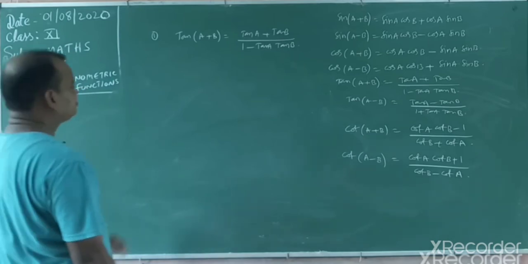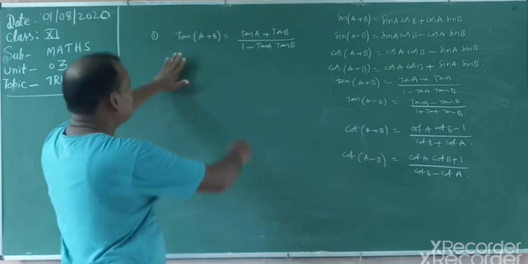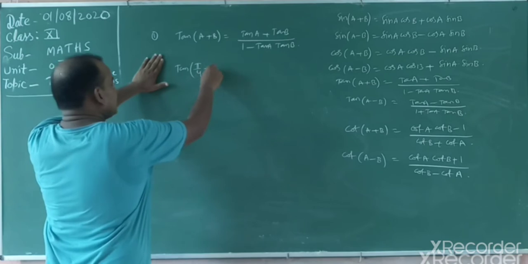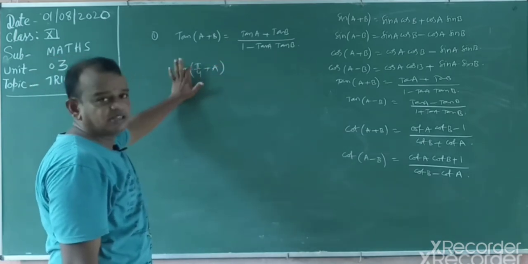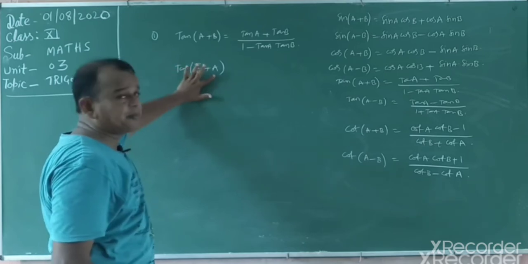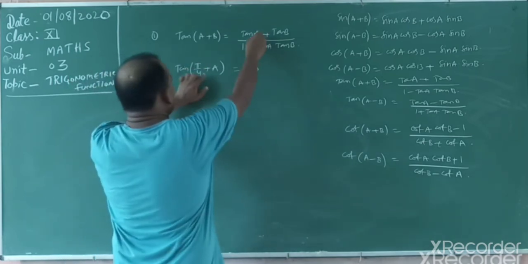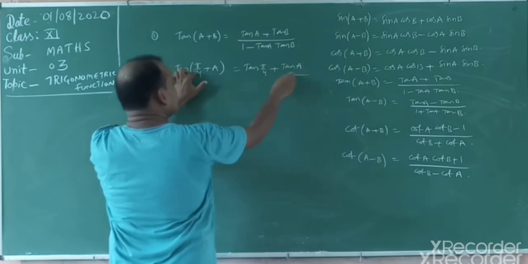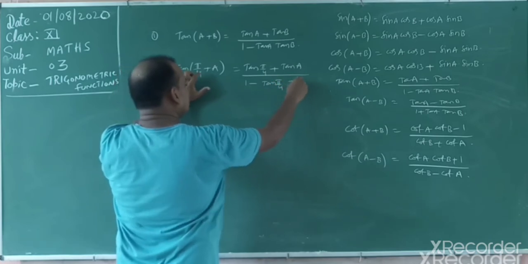In the tan of A plus B formula, A is replaced by pi by 4, B replaced by A. What happened? Tan of pi by 4 plus A. Pi by 4 plus A means 45 degrees plus A. Pi by 4 is the radian measure, 45 degrees. Understood? Tan of 45 plus A. Now substitute: A means 45, B means A. Tan 45 plus tan A by 1 minus tan 45 into tan A.